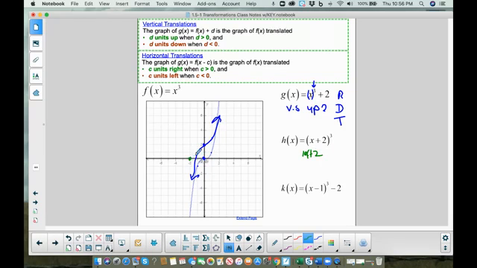So this point here would move left 2. There's no reflection or stretching, so I can pretend that's sort of like the origin and draw in my parent function again from that point. It would go like that. Ooh, I missed it. Go like that. It's hard drawing with a mouse. And the last one we have on this screen.